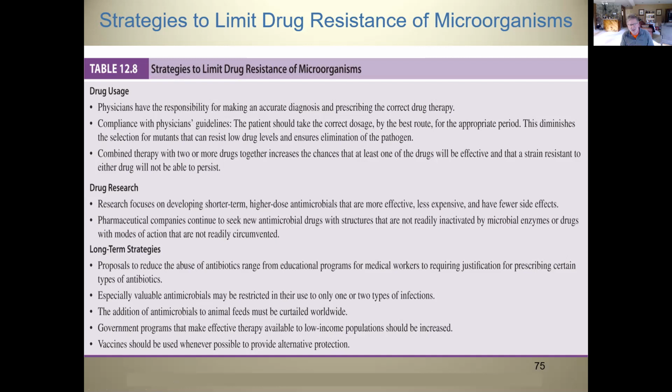And finally, the 5th bullet, they're talking about vaccines should be used whenever possible to provide alternative protection. Yeah, we can use drugs to cure disease, and we do that effectively. But if we can provide a vaccine and allow the individual to build up natural acquired immunity, that's beneficial in the long run because we're not being so reliant on using those drugs. We're letting natural immunity build up within the population.